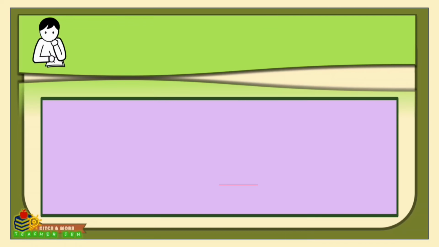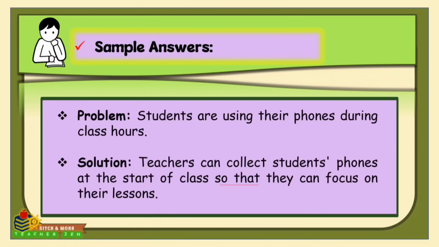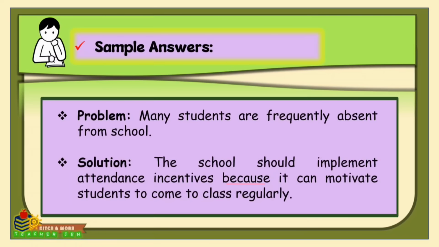Next is the problem, students are using their phones during class hours. And the solution is teachers can collect students' phones at the start of the class so that they can focus on their lessons. And we are still using the transition marker, which is so that. Then we have another here. Many students are frequently absent from school. And the solution is the school should implement attendance incentives because it can motivate students to come to class regularly. And we are using the transition marker, which is because.